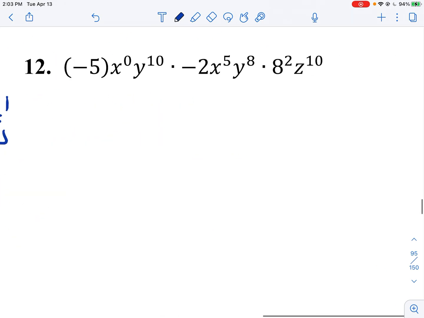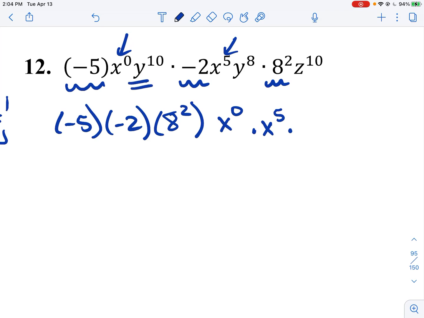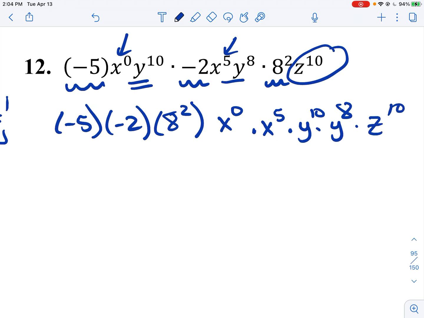And last but certainly not least, I have this coefficient, and this coefficient. I have -5, -2, 8 squared. Some of you forgot the squared part. Then I have an x here, and that's x to the 0 power. Then I have an x to the 5th power, and the last one doesn't have an x. So then I look at my y's. I have a y to the 10th power. I have a y to the 8th power. Then I'm left with a z. So times z to the 10th power.